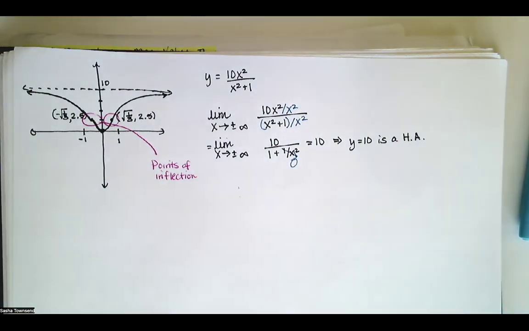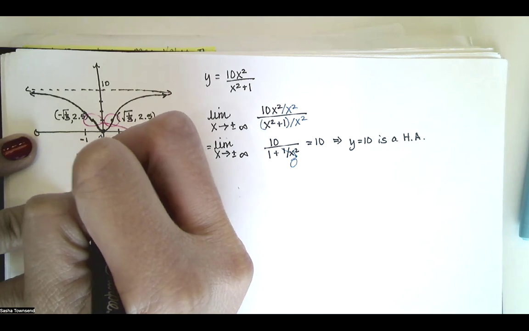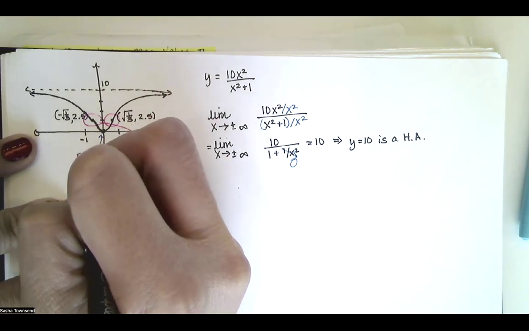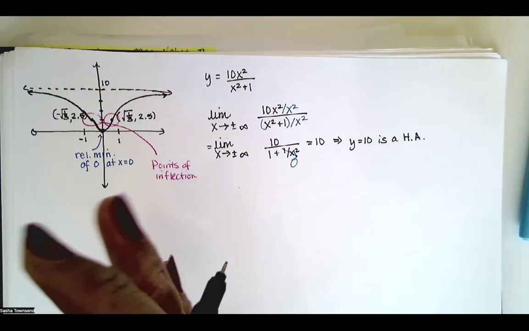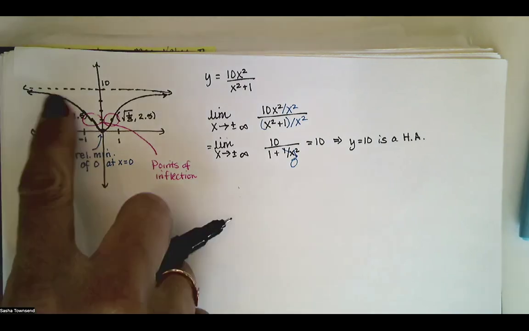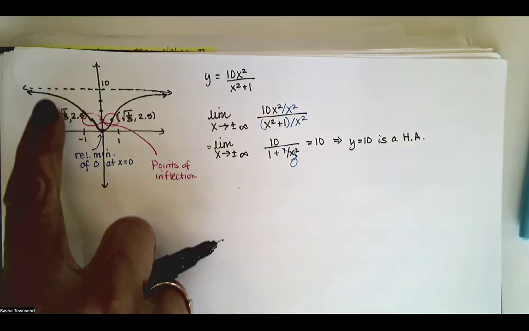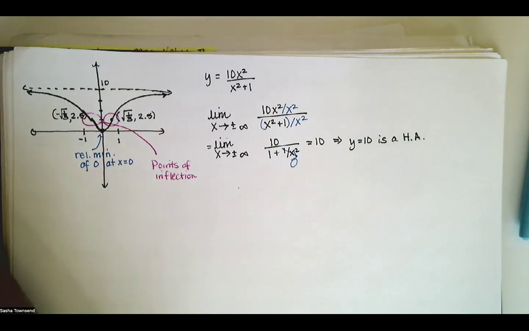And then we have a relative minimum of 0 at x equals 0. The minimum value is the y value. The x value is where that minimum occurs. And we don't have a relative maximum. We don't even have an absolute maximum because the function gets arbitrarily close to 10 as x goes to positive or negative infinity. Let's confirm this on desmos.com.